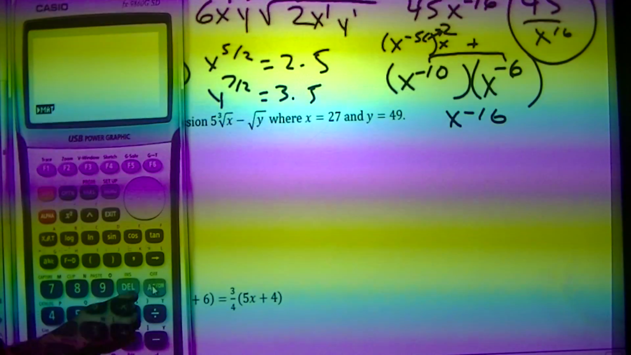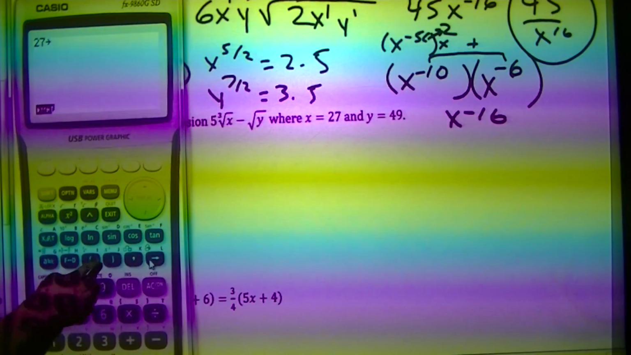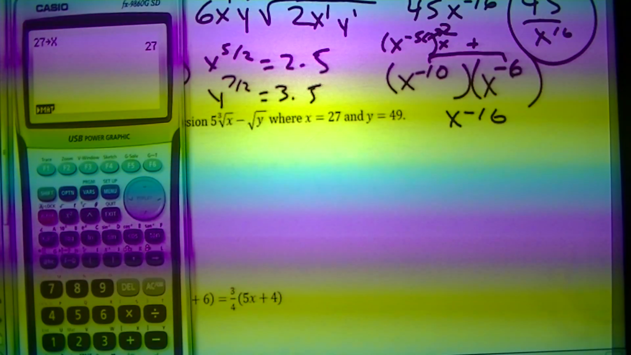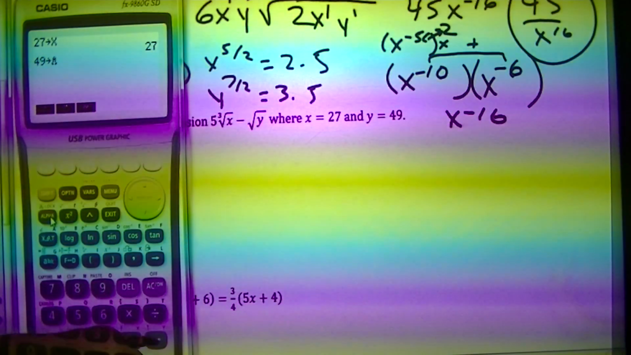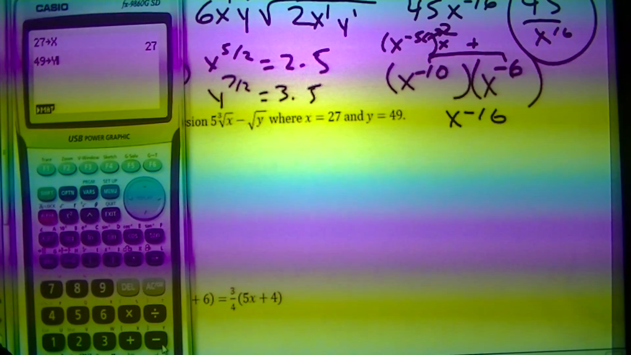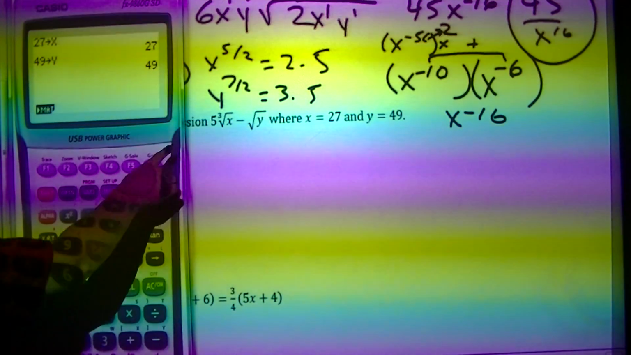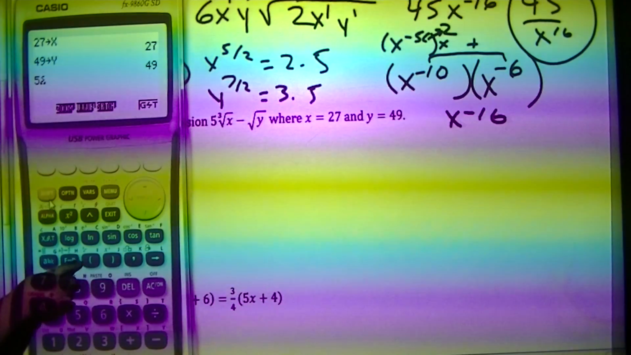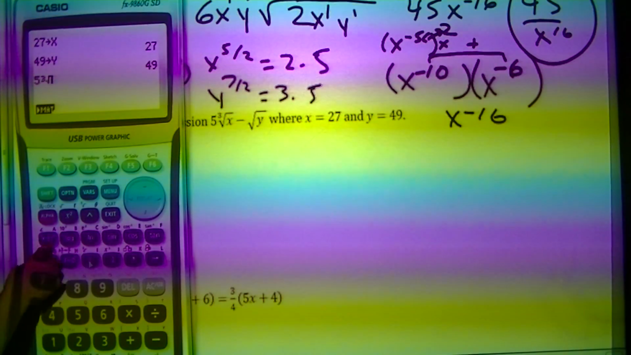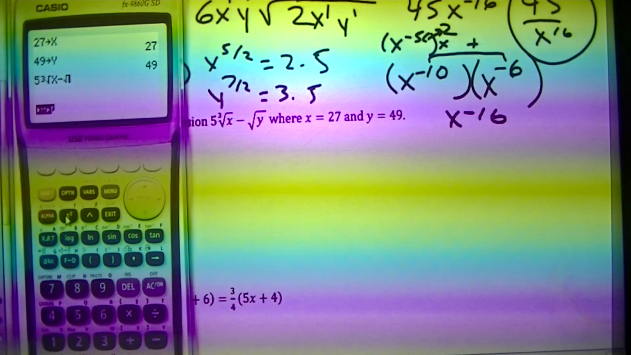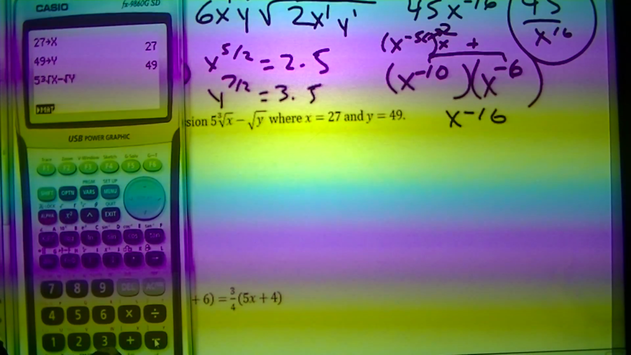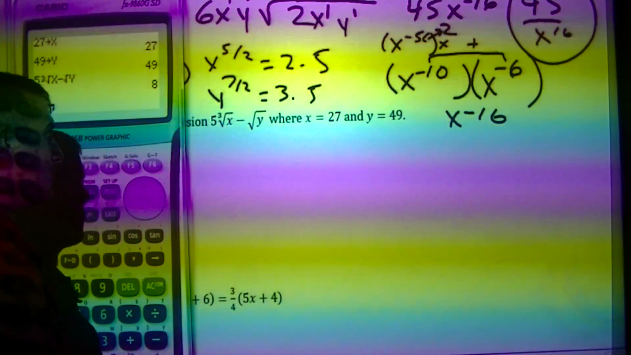I'm going to program these in, 27, arrow for x. Then I'm going to do 49, arrow, I have to do alpha, the minus sign, which is y. Now I'm going to type these in, 5, shift, cube root of x, minus shift square root of alpha y, and my answer there is going to be 8.